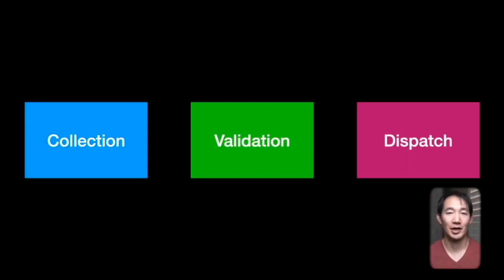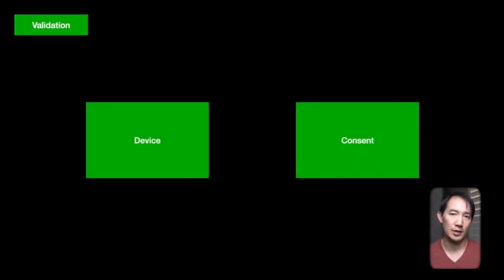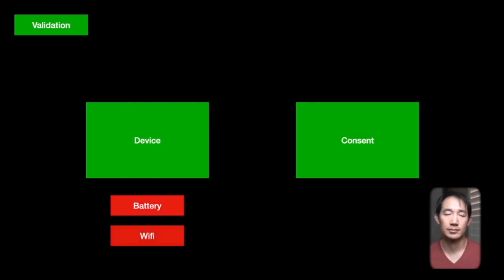So you've taken a look at the collection step. Now on to the next step in the chain, validation. Validation is a really important step. It allows us to configure when we should send the data. Should we send the data if a user's device doesn't have that much battery left, or if the device doesn't have a good internet connection?